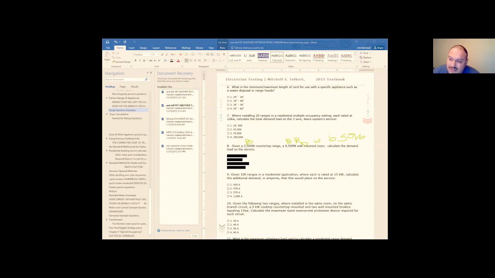Dryers, is it something different, a different table? Yeah, it is a different table. You couldn't use the dryer in that same table with this. Oh, okay. All right.